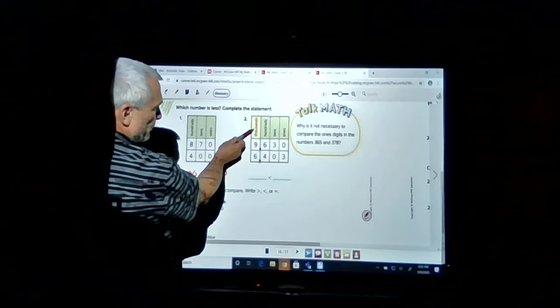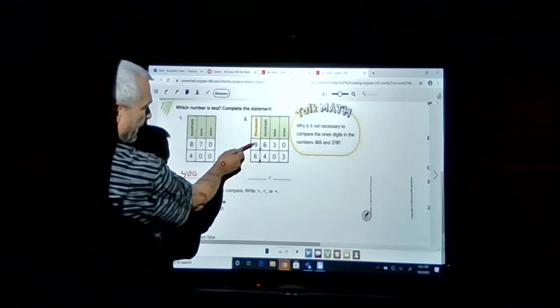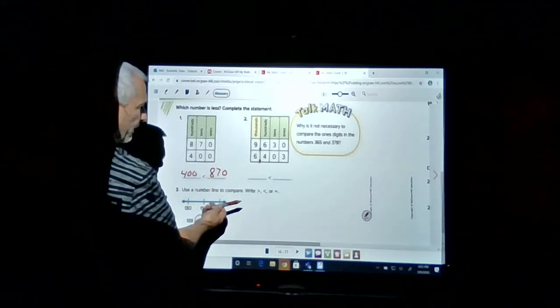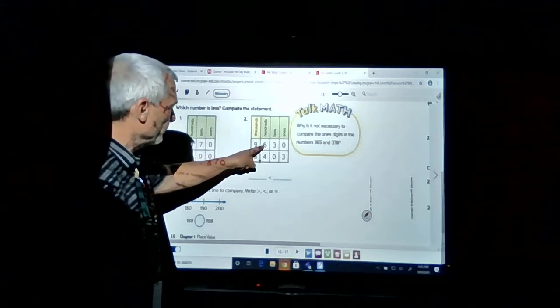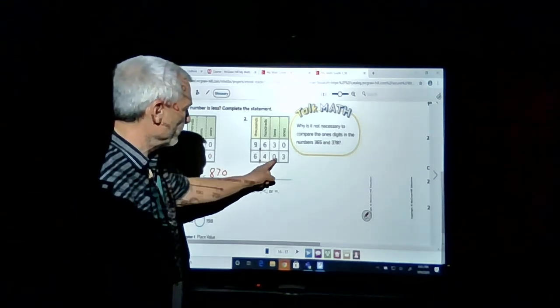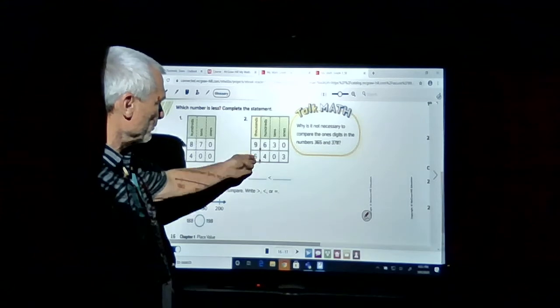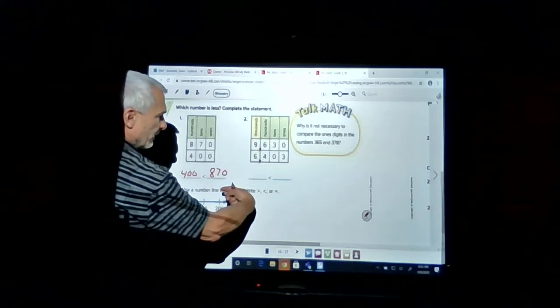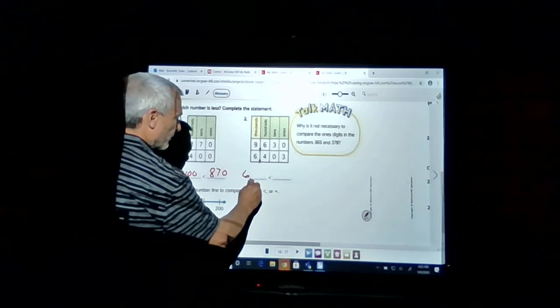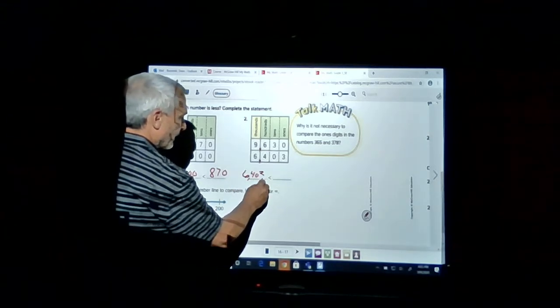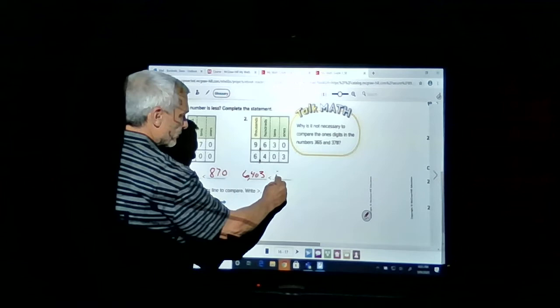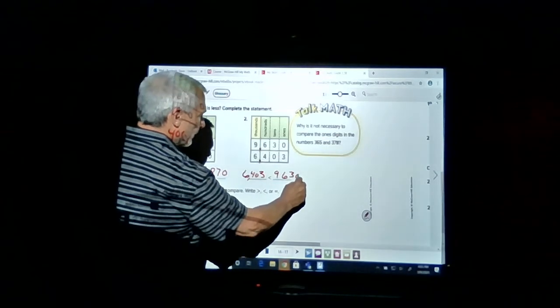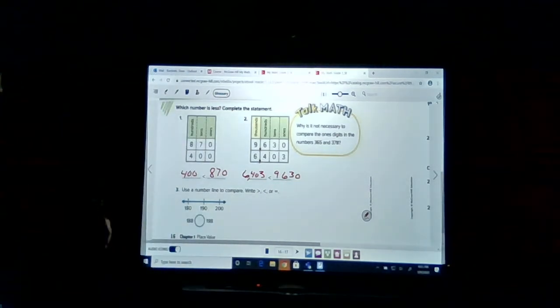Look at the thousands first. 9 is greater, so we're done right there. They both have 4 digits, 1, 2, 3, 4. So we can look at the greatest place, the thousands, and we know that the 6 is less, pointing to the left. 6,403 is less than 9,630.